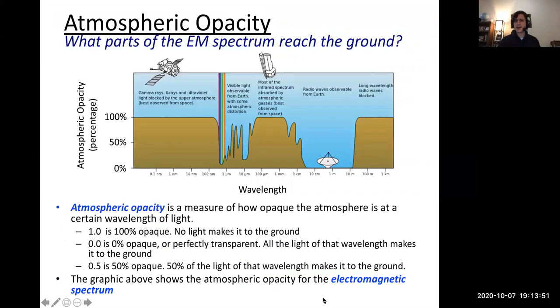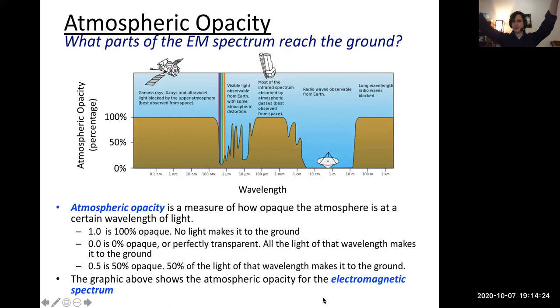And I want to use that idea of the atmosphere as a wall to define what is called atmospheric opacity. It's a fancy sounding phrase, but it's really kind of simple. It's just a description of how much like a wall the atmosphere is for that part of the electromagnetic spectrum, for that wavelength of light. And it'll work where 100% opaque, an atmospheric opacity of 1.0, means no light makes it to the ground from outer space.